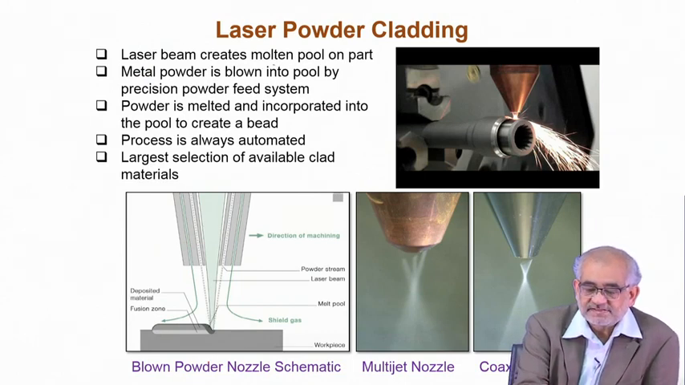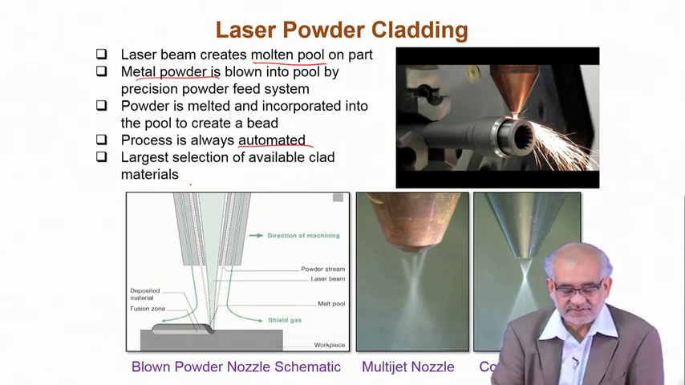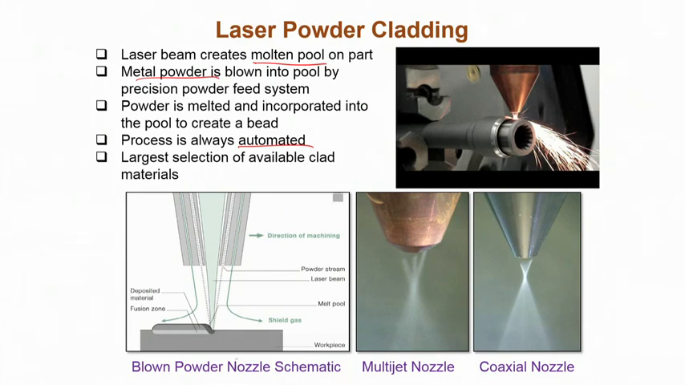So as I just said, you create a molten pool, you can blow powder into the molten pool or feed a wire into the melt pool, and the whole process can be automated, and you can have a very large selection of materials, varieties of materials. So typically when you are blowing powder, here is a molten pool that you create, and as you feed powder into it, this powder immediately mixes here and then forms a clad layer.